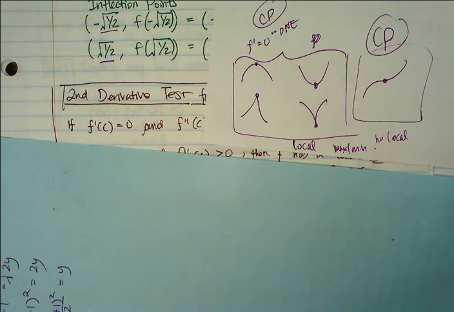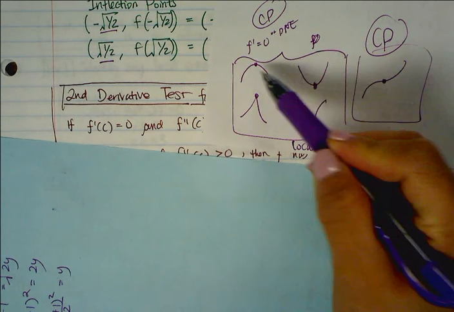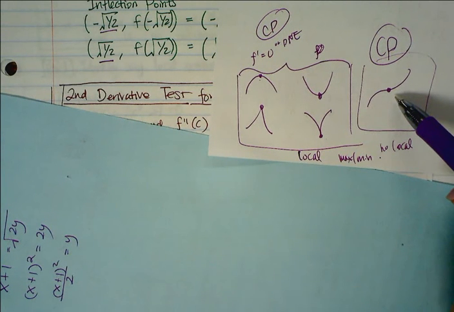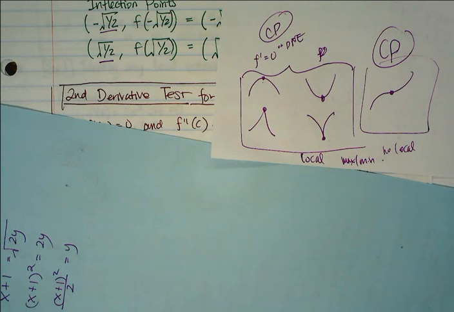Oh, okay. But if it asks you if it's a local max or min, then no. Okay. Yeah. Okay? You guys still with me? If you think about it, if you have a critical point, so that's this, or this, or this, or this, or this, and you test the concavity, the second derivative.